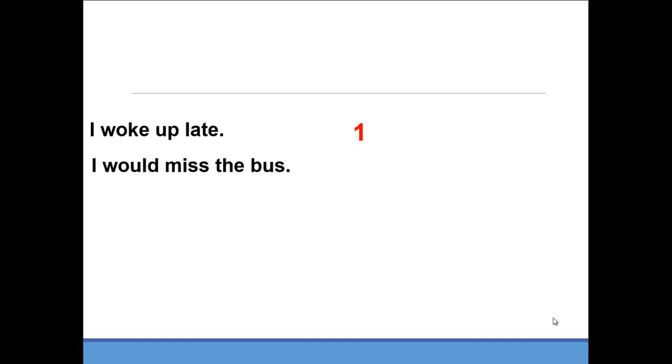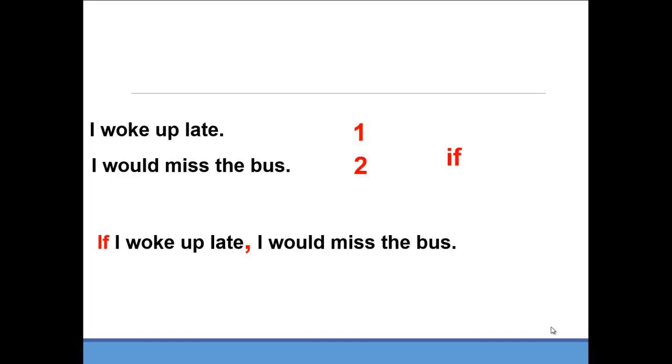Another example. I woke up late. I would miss the bus. Let's try joining them with the conjunction if. So the answer will be, if I woke up late, I would miss the bus. What will happen if I woke up late? I would miss the bus. So one action depends on the other. One action leads to the other. If the first action happened, if I woke up late, the second one will also happen. I would miss the bus.